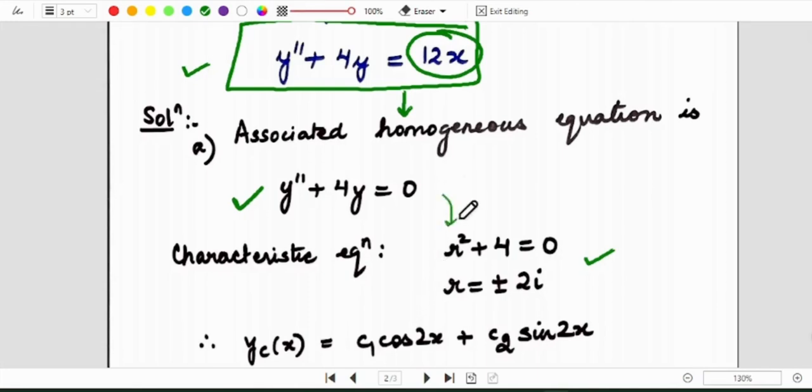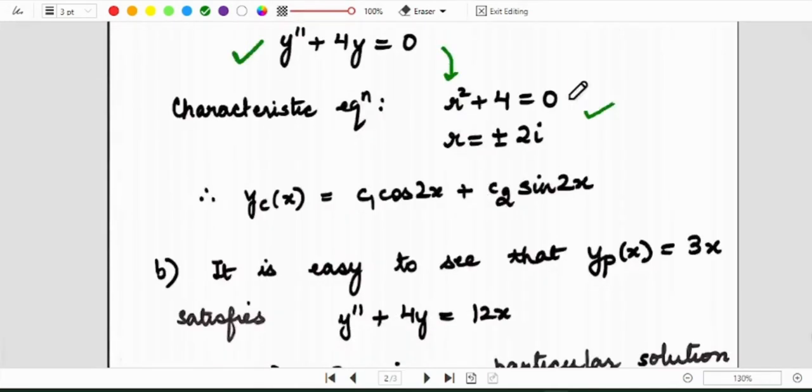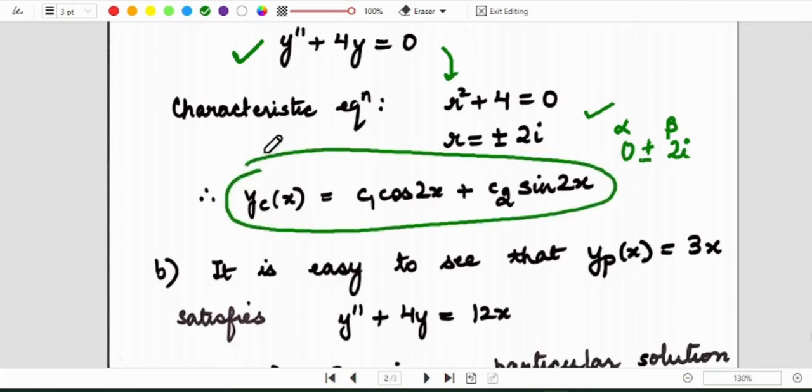So you'll just calculate the characteristic equation, and we know that depending on the nature of the roots, this is actually 0 plus minus 2i, so this is alpha and this is beta. For a complex pair the solution is given by e to power alpha x, which is not coming here because e to power alpha x will be 1, alpha is 0: c1 cos 2x plus c2 sin 2x. So this part, which we get as the general solution of the associated homogeneous equation, is called the complementary function. So you call it yc(x).